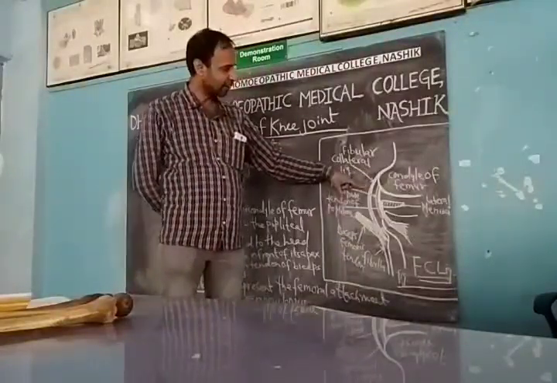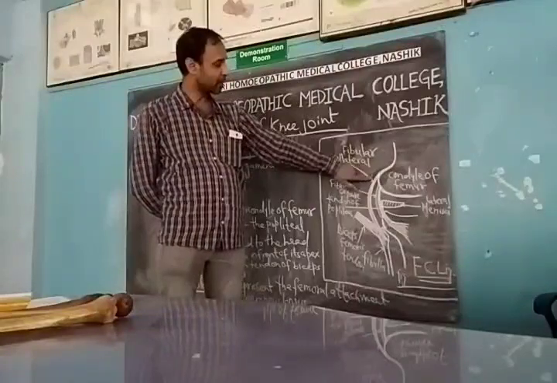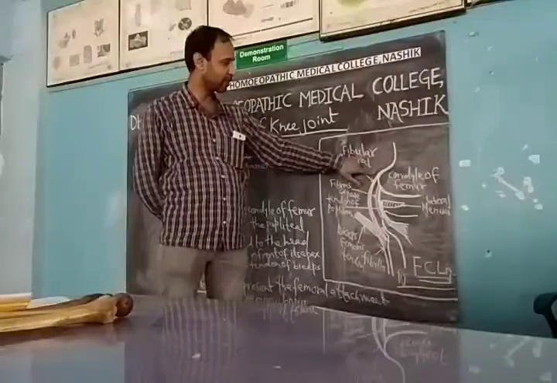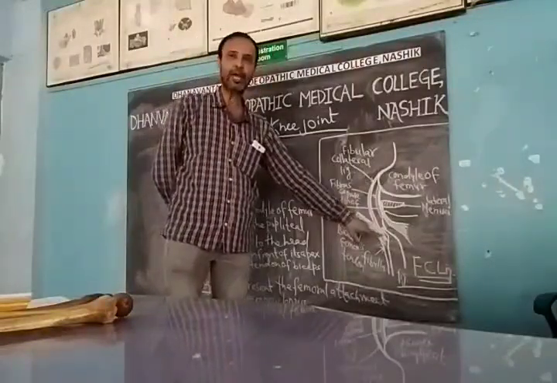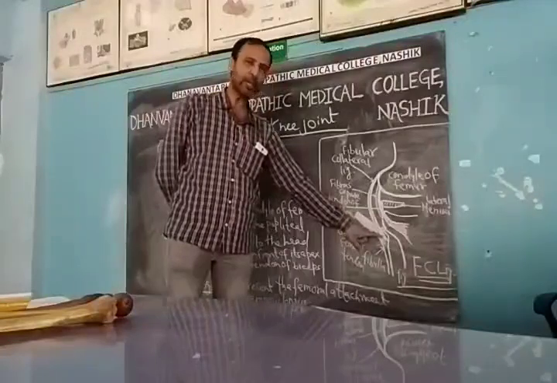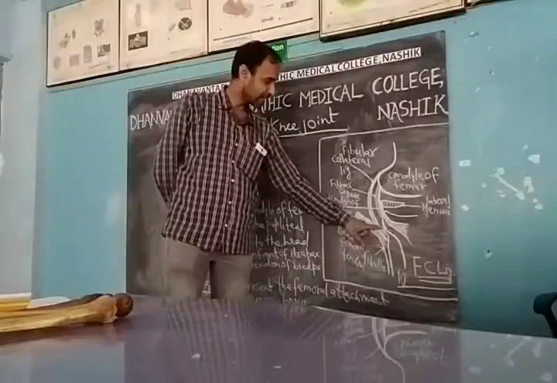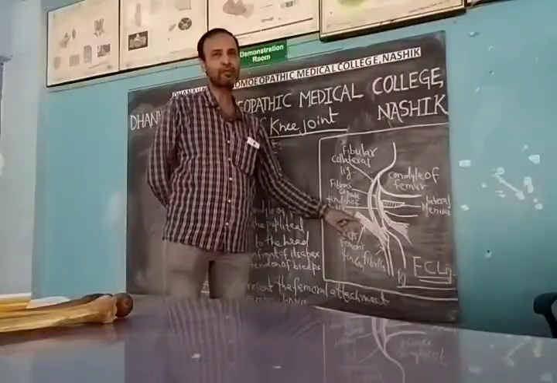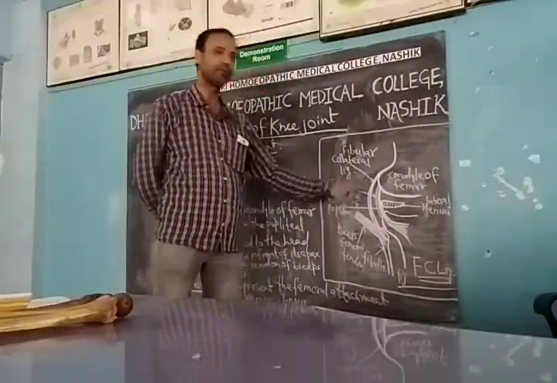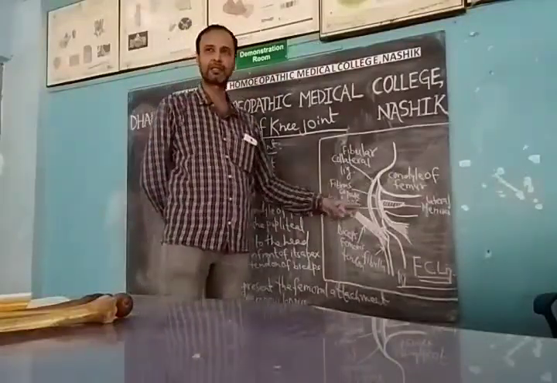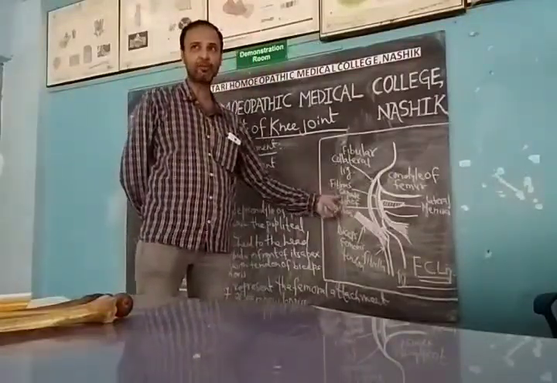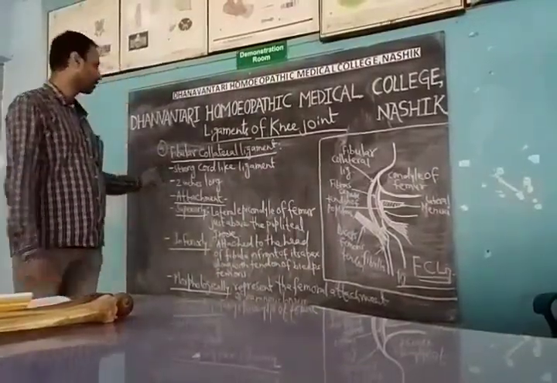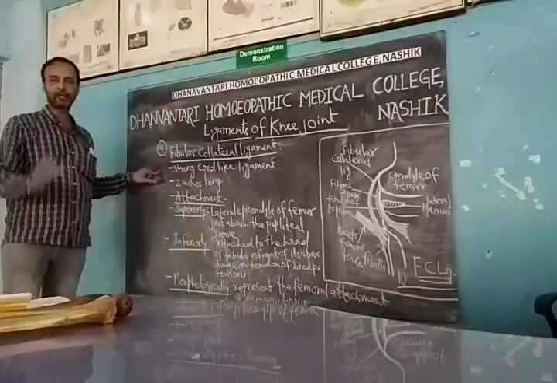This ligament is attached superiorly to the lateral epicondyle of the femur, and inferiorly it is attached to the head of the fibula, just near its apex, along with the tendon of the biceps femoris. So this is its attachment. And morphologically this represents the femoral part of the peroneus longus.